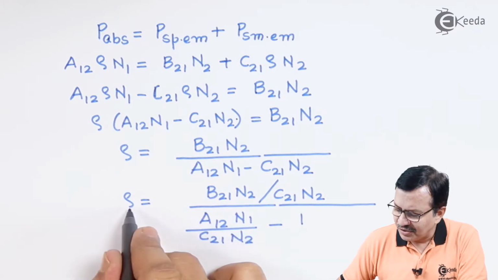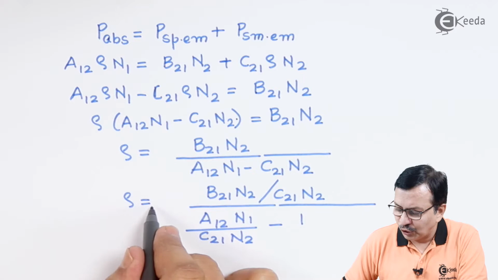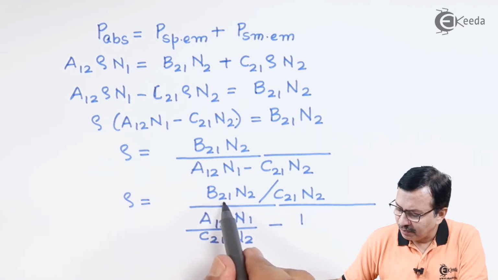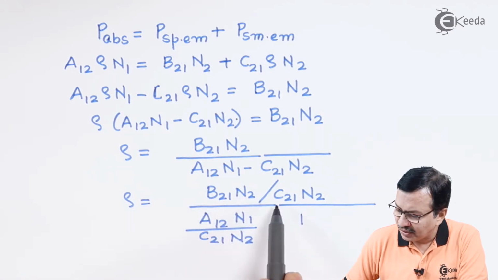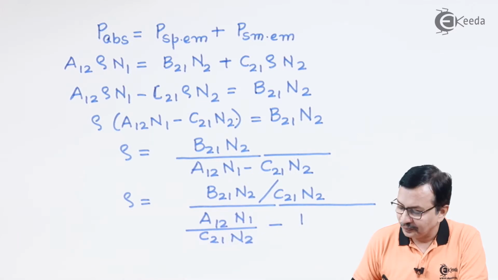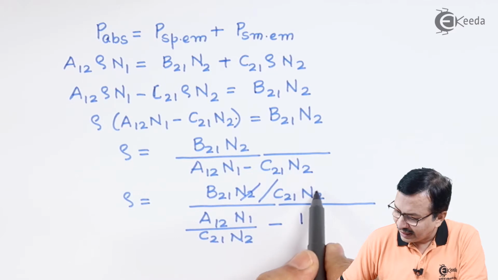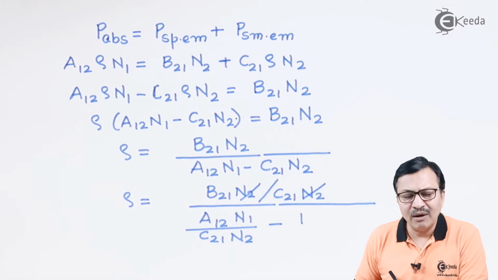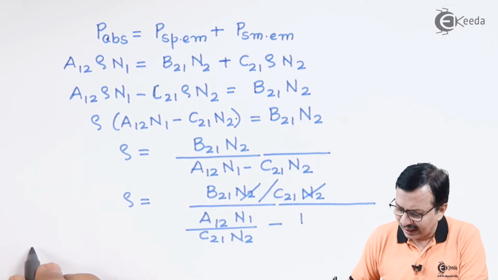So we simplify this equation further to obtain rho is equal to B21 into N2 divided by C21 into N2, and this is once again A12 N1 divided by C21 into N2 minus 1. These cancel out over here. We now substitute the values for N1.